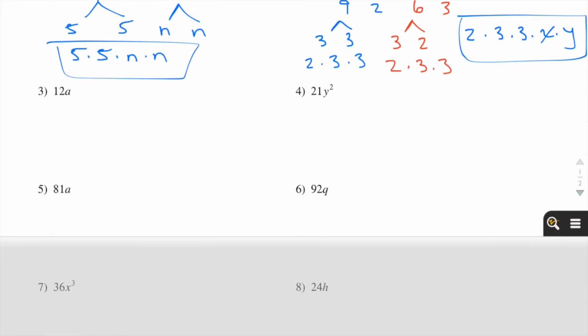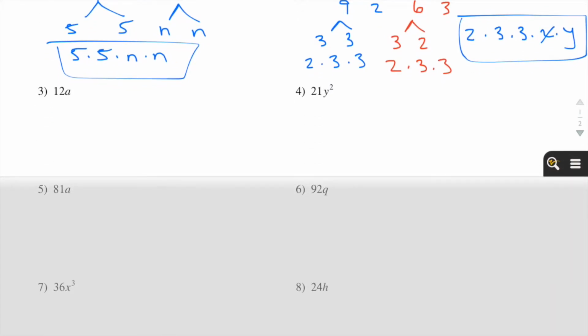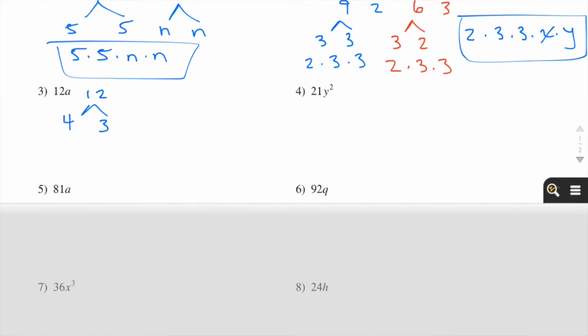Okay, number 3, 12a. Let's take the 12 and break it down to 4 and 3. You can do 6 and 2 as well; you'll get the same answer in the end if you do it properly. Break down that 4 to 2 and 2. Those don't break down any further. The 3 doesn't break down any further, so we're done with that. Look at the a. The a can't break down any further, it's in its smallest form. So let's write our final answer: 2 times 2 times 3 times a.